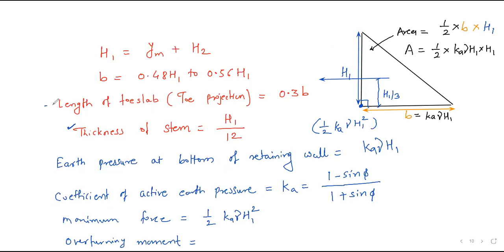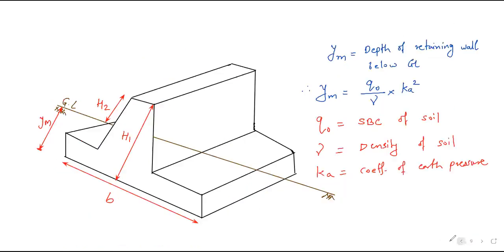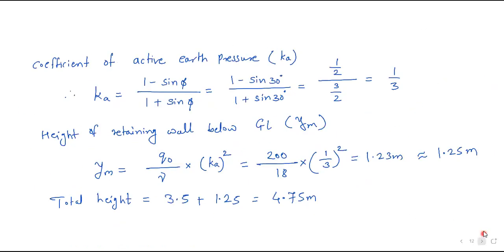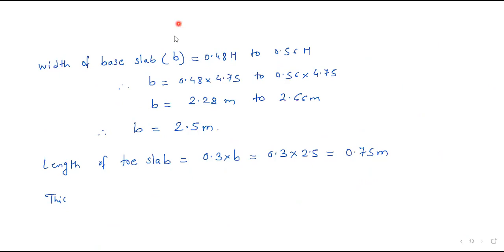Now up to this point we have completed. Look, this is all the same. I already gave you the steps. First we have calculated YM. Then after that we have calculated H1 total height, then B width, then length of toe slab, that is toe projection, and now the thickness of stem that we are calculating. Thickness of stem at bottom, because at top it should be minimum 200. At top it should be minimum 200.